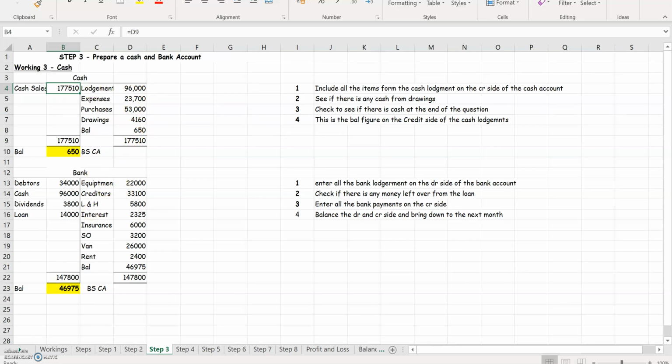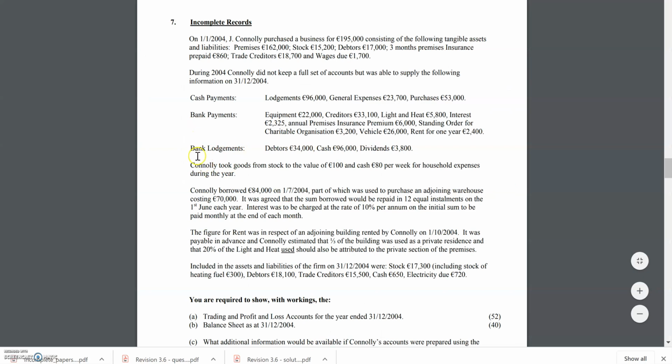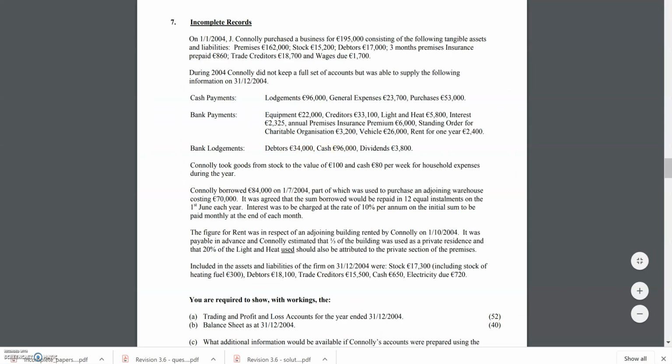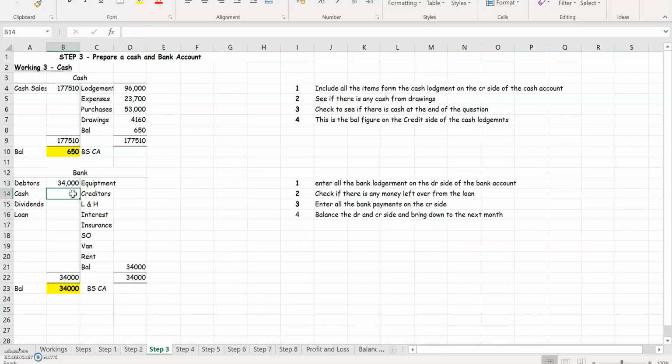The next thing we're going to look at is the 4 things we have to do to calculate the bank. 1, enter all bank lodgements on the debit side of the bank account. So let's have a look and see what our bank lodgements are. So bank lodgements, debtors of 34,000. So we know that we used that figure earlier on to calculate our credit sales. So 34,000. Then we've got cash of 96,000 into our bank.